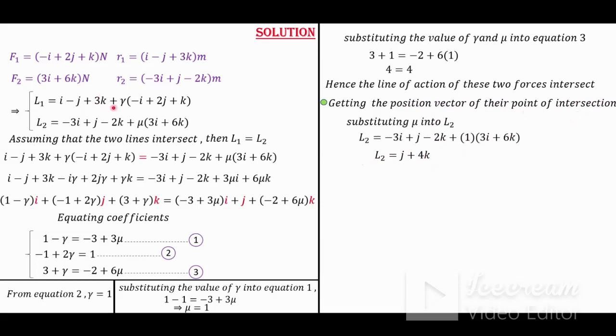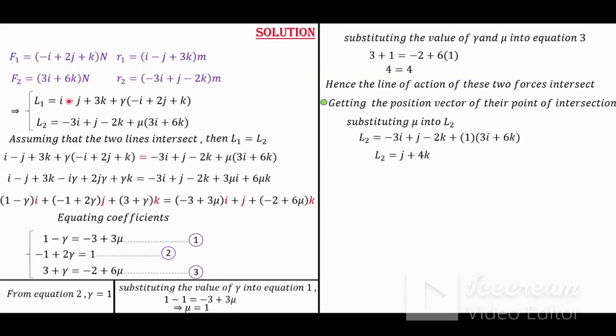You could also take the value of gamma, which is 1, and substitute it into L1. You are still going to obtain the same result. Let us try and see whether it gives the same result. If we substitute gamma equals 1 here, taking the I components together, we are going to get I minus I, which is 0.